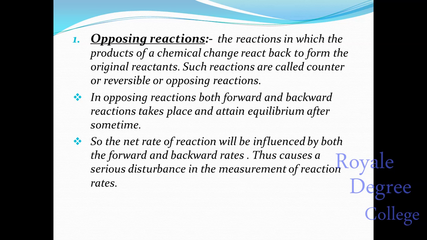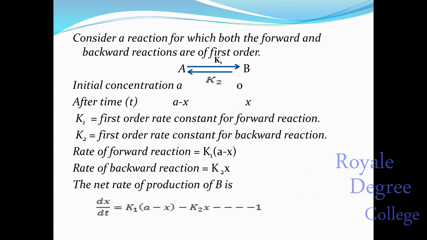In opposing reactions, both forward and backward reactions take place and attain equilibrium after some time. So the net rate of reaction will be influenced by both the forward as well as backward rates. This causes a serious disturbance in the measurement of reaction rates. Consider here a reaction for which both the forward and backward reactions are of first order. Here you can see the reaction.